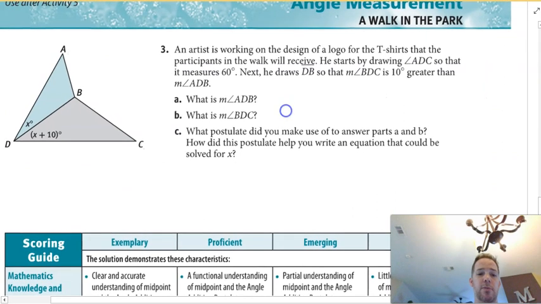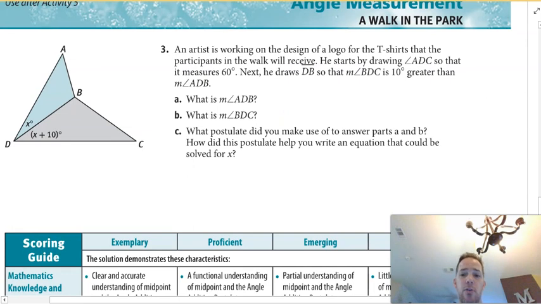We do still have a couple questions on the next page, for question 3, parts A, B, and C. An artist is working on a design logo for t-shirts that participants in the walk will receive. He starts by drawing angle ADC so that it measures 60 degrees.